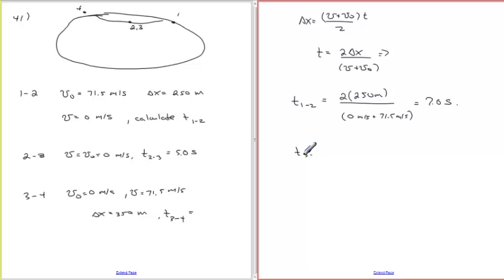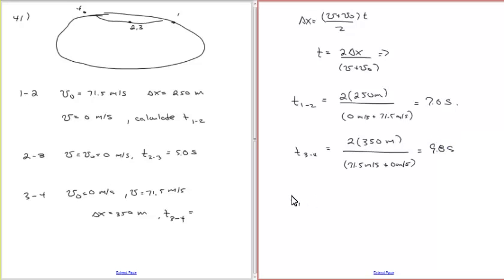To go from 3 to 4, it takes us 350 meters. It's harder to accelerate than it is to decelerate. Our V is going to be equal to 71.5. Our V0 in this case is 0, so they switch places because one's speeding up, one's slowing down. So you take 2 times 350 divided by 71.5. We get 9.8 seconds.